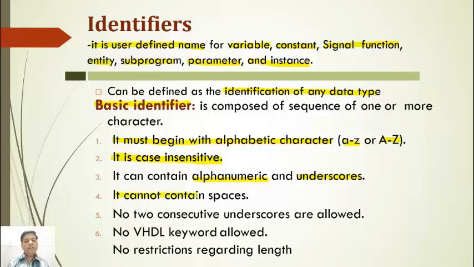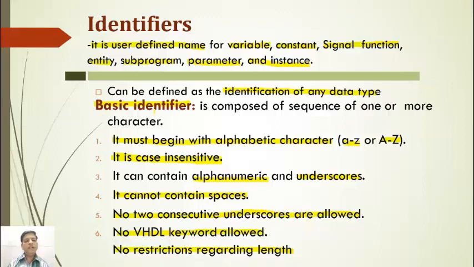It cannot contain spaces. No two consecutive underscores are allowed. No VHDL keywords are allowed. And last, no restrictions regarding length. So these are the 7 points we keep in mind whenever we are going to define the basic identifier.